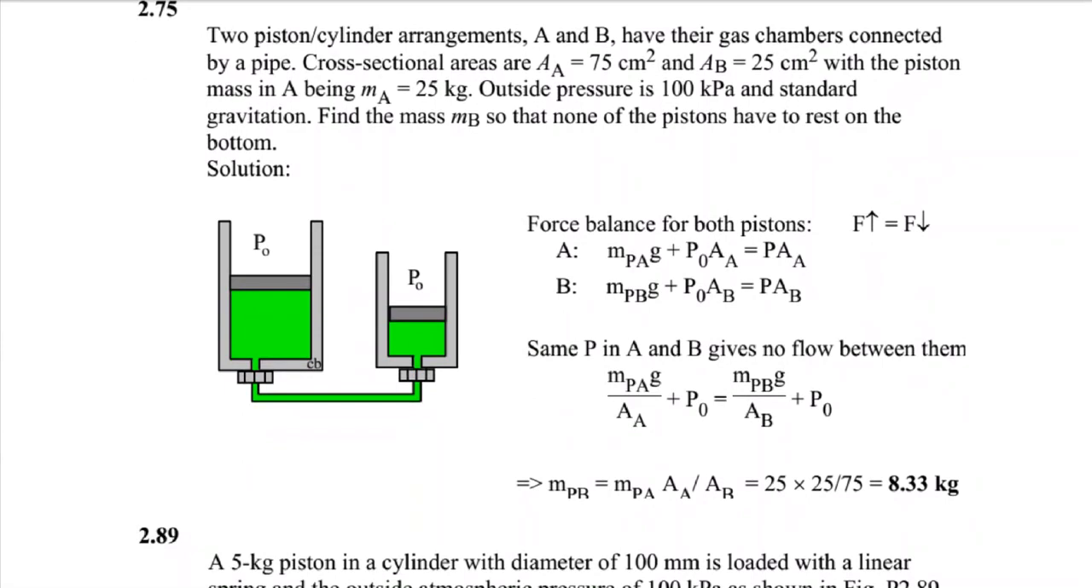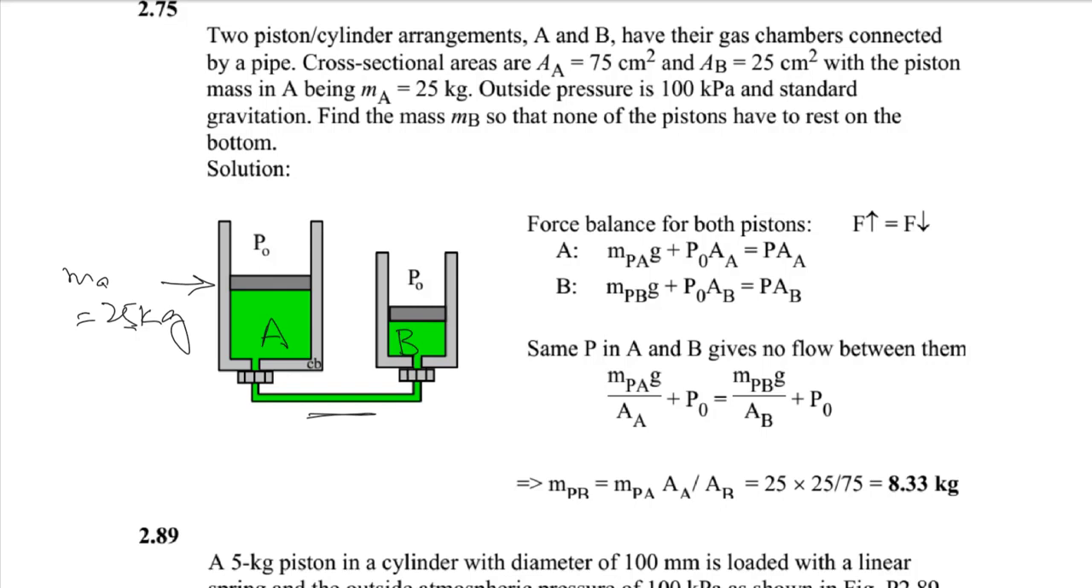Moving forward to another question. Now we have a two piston and cylinder arrangement. These pistons and cylinders have a gas chamber, and that is connected by a pipe somewhere here. The cross-section area of A is 75 square centimeter, and the cross-section area of B is 25 square centimeter. I presume that would be A, as it looks bigger, and that would be B, as it is 25 square centimeter. The piston mass of A, which is here, is 25 kg.